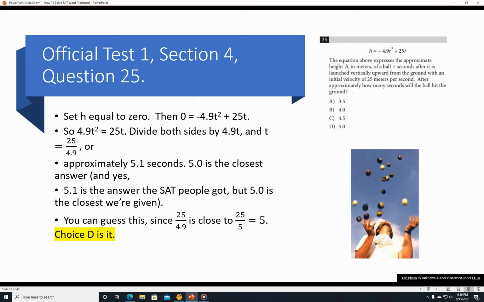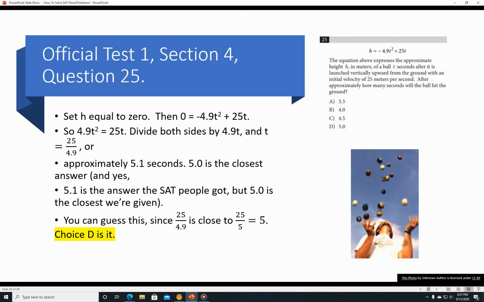All right. Official test 1, section 4, question 25. We have h equals negative 4.9t squared plus 25t. The equation above expresses the approximate height h in meters of a ball t seconds after it is launched vertically upward from the ground with an initial velocity of 25 meters per second. Well, we can see this guy's juggling a bunch of balls and launching them all directly up into the air. So, after approximately how many seconds will the ball hit the ground?